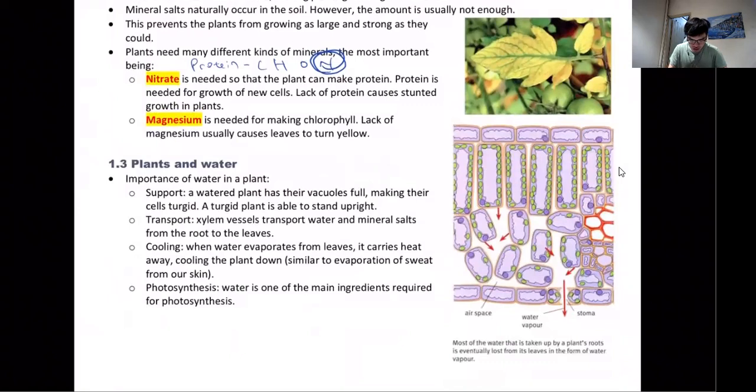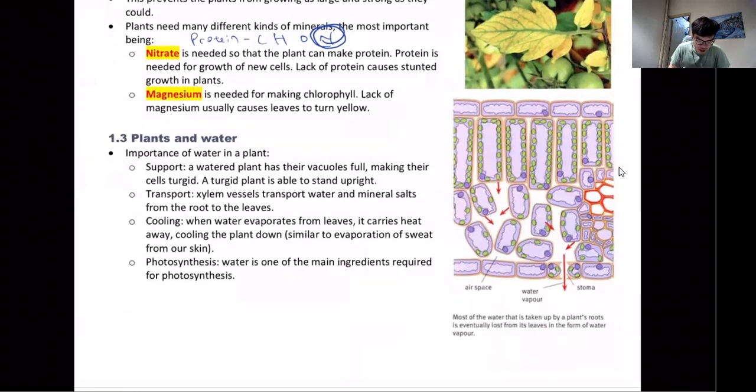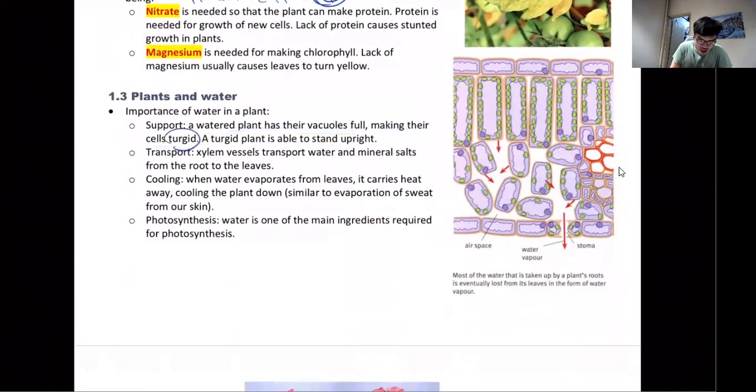All right, anyway, where were we? Yeah, I think we haven't gone into here yet, 1.3: plants and water. So why is water so important for a plant? As you know, you need to water your plant. Water in a plant has 4 functions. Number 1, water is for support, especially for herbaceous plants, like the 草本植物, the soft plant. A watered plant has its vacuoles full, making its cells turgid. Now, what is turgid? Turgid means full or tight.